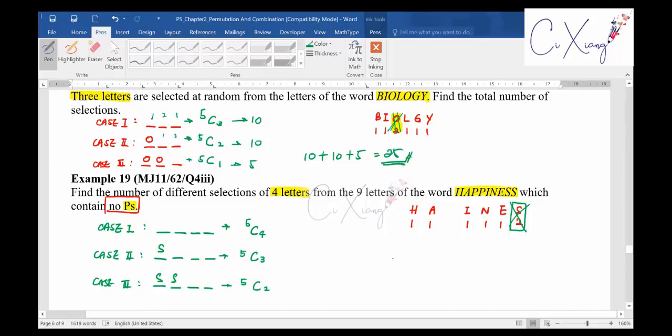You won't consider the S at all. You just assume that the S, you already put it separately just now in the different cases. So only consider those distinct items. If you have 5C4, 5C3, 5C2, you have 5 here and then 10 and 10. So the total value should be 10 plus 10 plus 5, which equals 25.